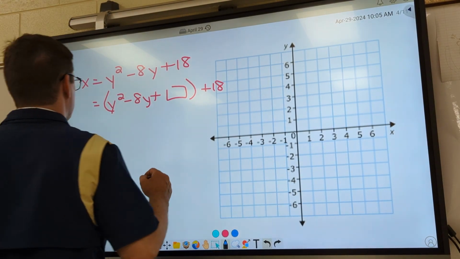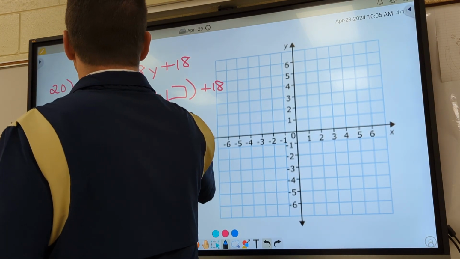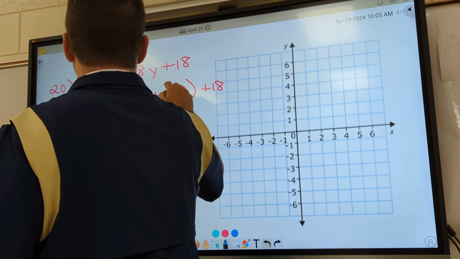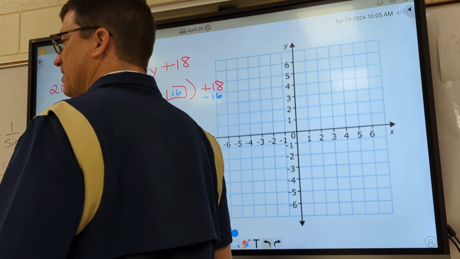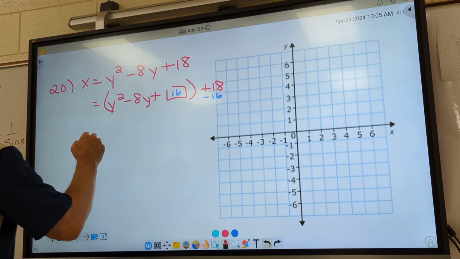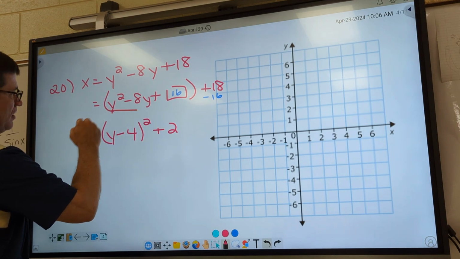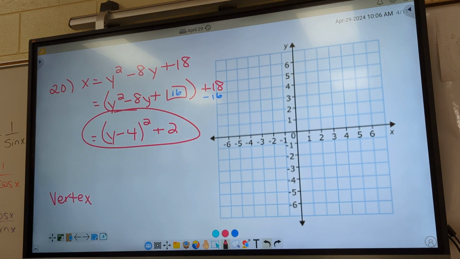Now, these are what, sir? Parabolas, but now they're flipped sideways. All right, half of 8 is 4, squared is 16. +16 there is -16 there. Same way we did on the other side. All right, so we got y minus 4 squared with a +2. All right, I need y'all to get to that point.